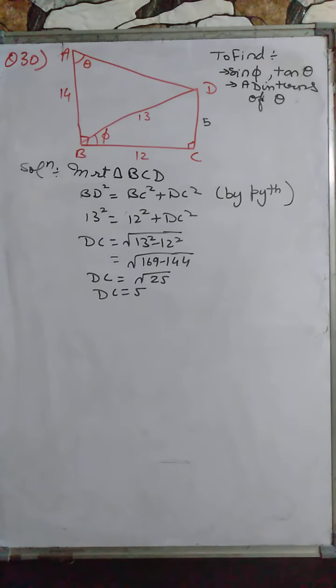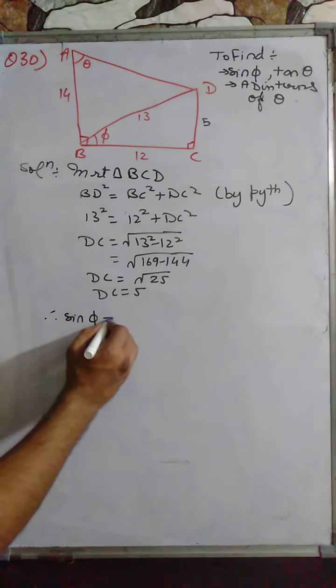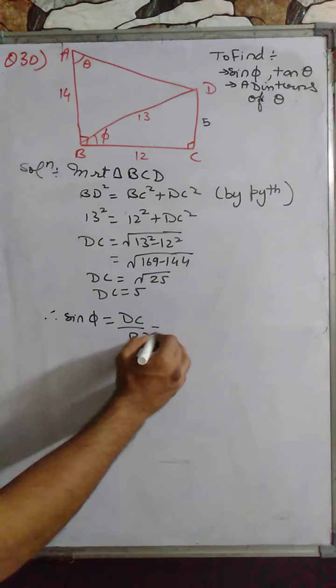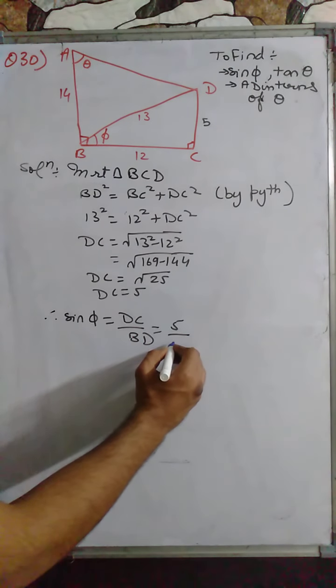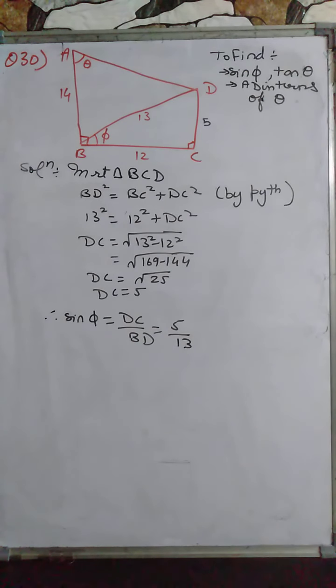From this I can now find the value of sine phi. Therefore, sine phi is equal to height upon the hypotenuse. Your height is 5 and your hypotenuse is 13. So we get sine phi as 5 upon 13. Now tan of theta.